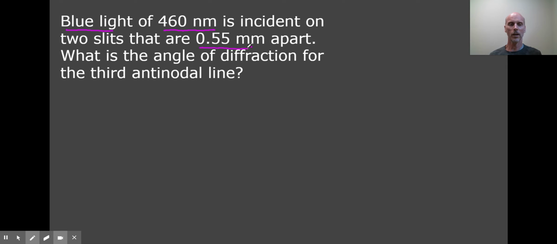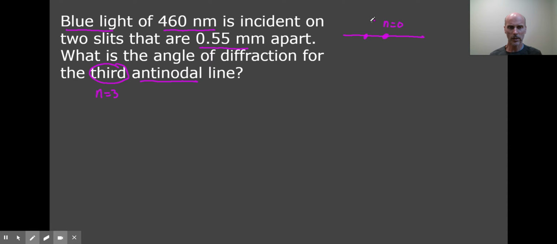So all my talk about line density doesn't matter here. They're telling us the distance between the slits. And they want to know what's the angle of diffraction for the third antinodal line. So pay attention to this. A lot of people will focus on this third and they'll say, oh, that's n equal to 3. But don't forget, we could be talking about a screen where we see the central antinode, then the first one.